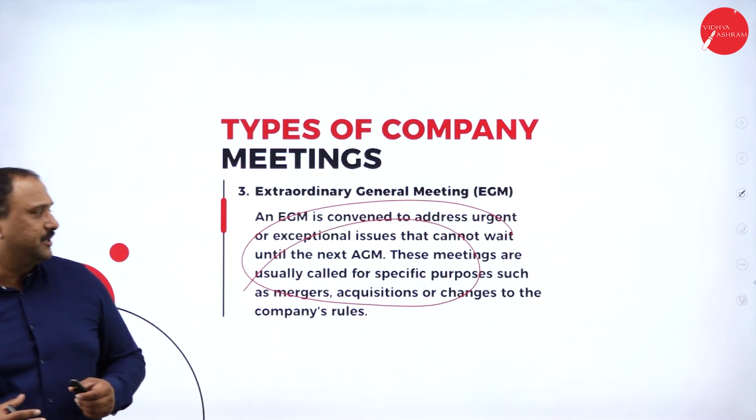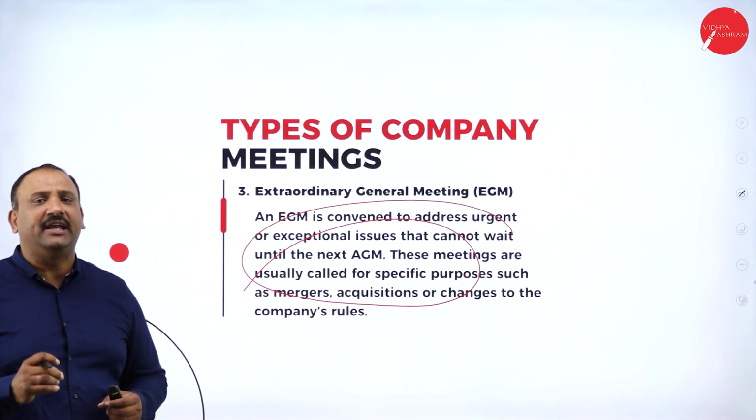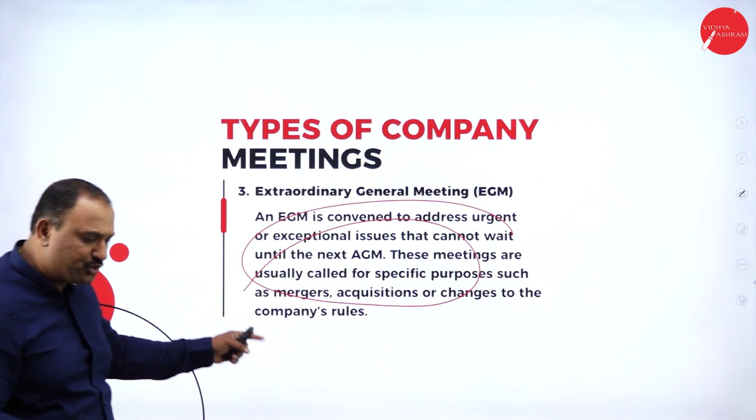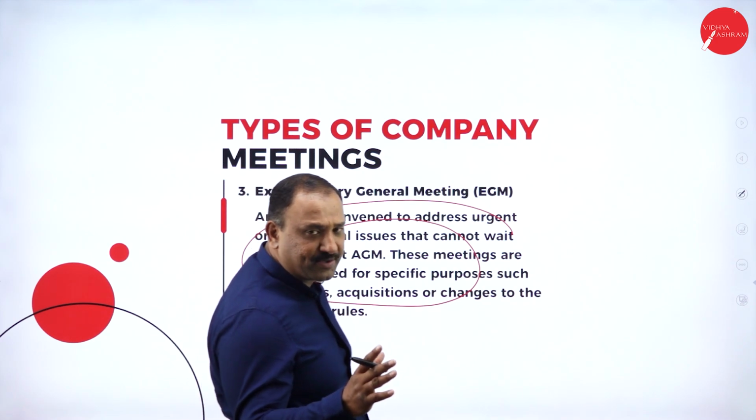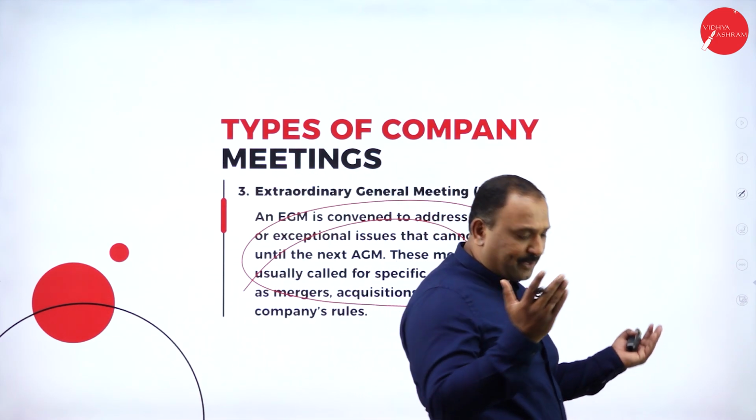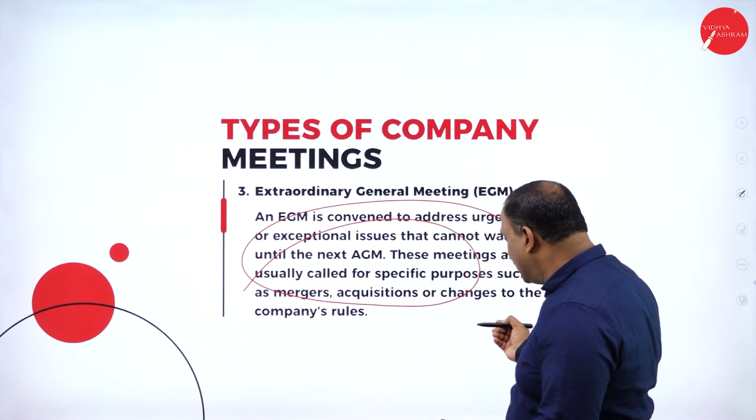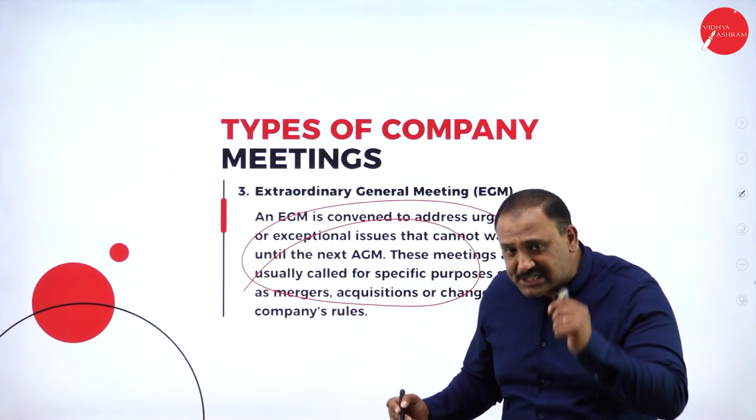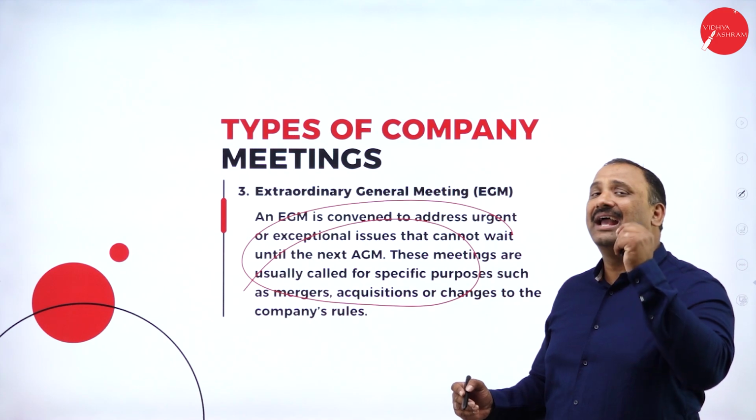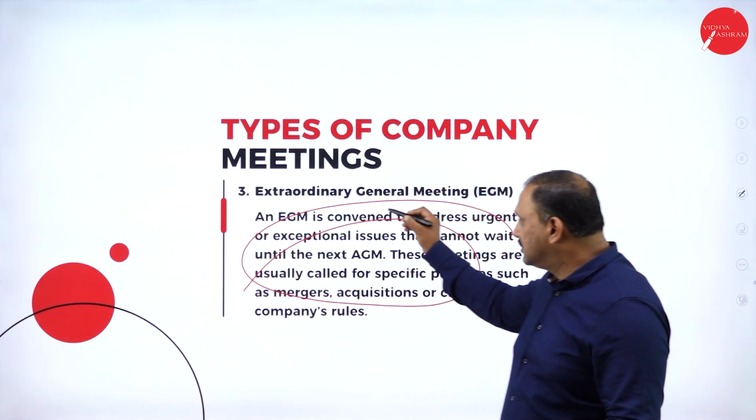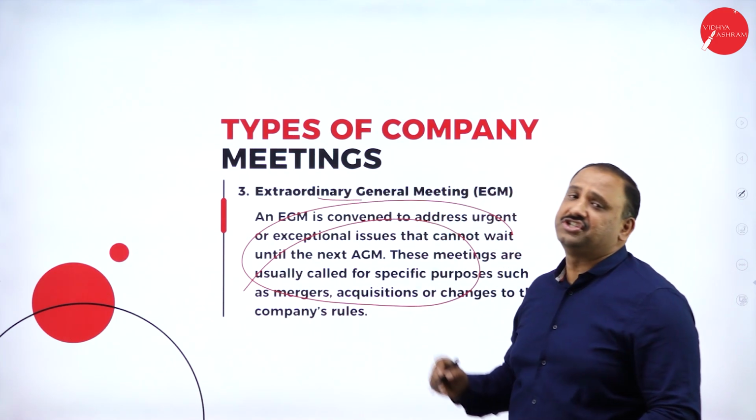So what happens here is that I convene the meeting immediately to address the issue. I'm not going to wait for the shareholders' approval. I'm not going to wait for anybody to come in and tell me how things have to be done. All I am looking at is that this has to be resolved and it has to be done immediately. So that's why I use the word extraordinary general meeting.